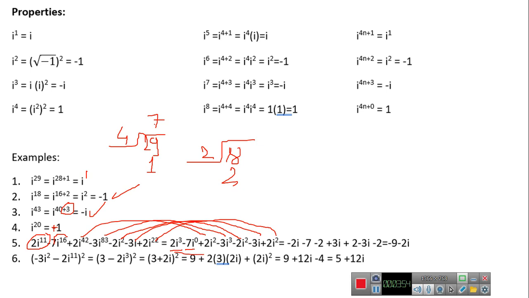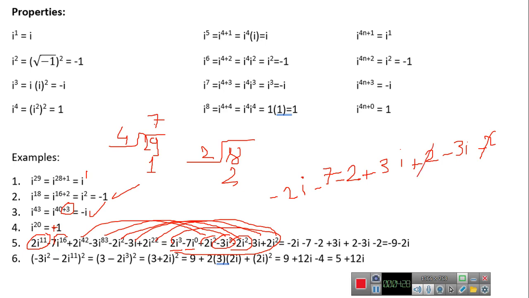Now we have this one. 2i cube means minus 2i, because i cube is minus i. I power 0 is 1, so minus 7. I square is always minus 1, so it will be minus 2. I cube is minus i, times minus 3, it's plus 3i. Minus 2i square is minus 1, so plus 2. Minus 3i, minus 2. So now we add the real parts together.